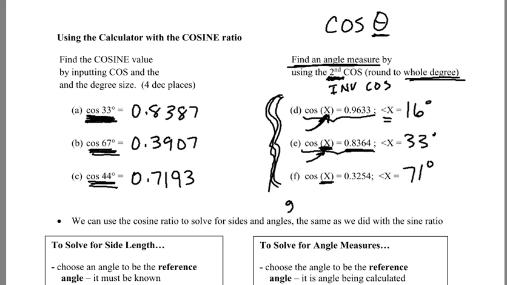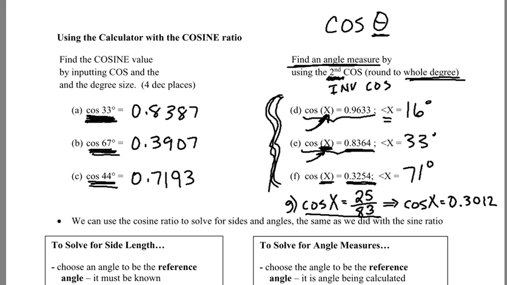Just remember, when we set up our ratios, usually it's going to start as a fraction. If you want to convert it to the decimal first, that's okay. We can take that 25 divided by 83 and work with the decimal. If we were to do that, we'd be working with cosine x equals 0.3012. So it doesn't matter if I punch it in as the fraction or as the decimal.